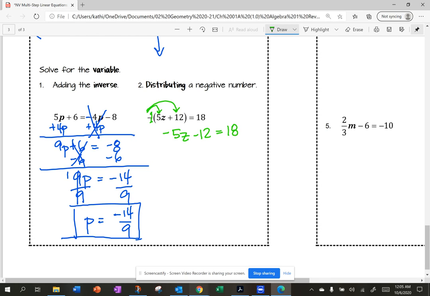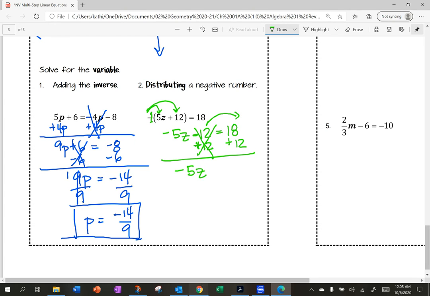I'm solving for the variable, so next step, I want to add the inverse. So I want to move negative 12 to the other side. So I do that by adding the inverse. So I have negative here, so I'm going to add 12. Whatever I do to one side, I have to do to the other side to keep it equal. So minus 5z equals 30.